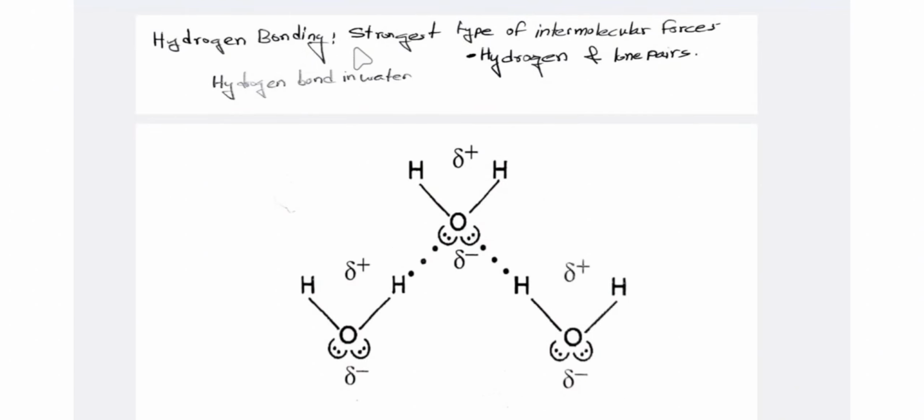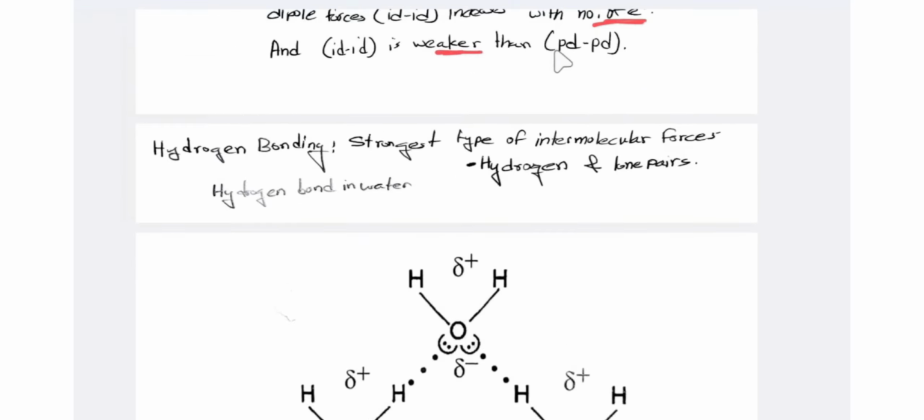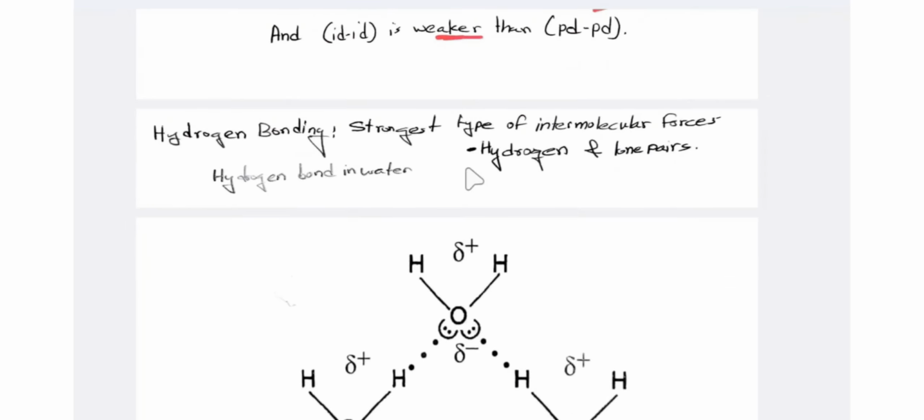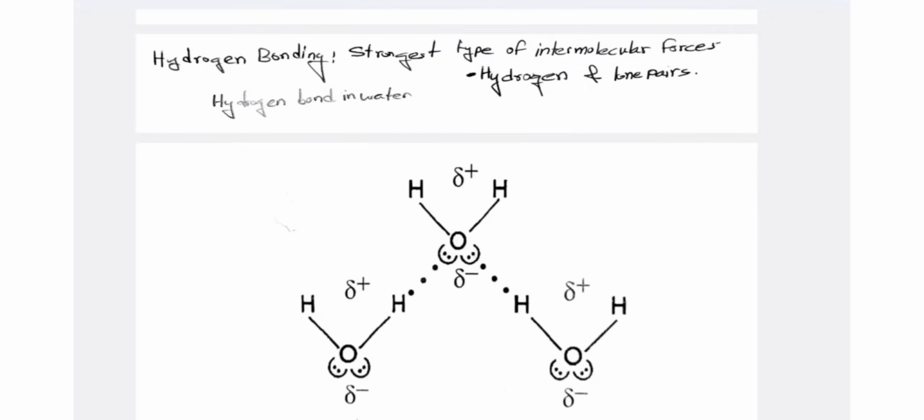Hydrogen bonding. So hydrogen bonding is the strongest intermolecular force. Among the intermolecular forces, that is permanent dipole and temporal dipole, hydrogen bonding is the strongest. Hydrogen bonding is caused by hydrogen of one molecule and the lone pair of electrons of another molecule. So hydrogen and the lone pair of electrons.